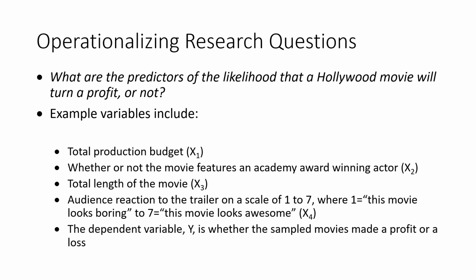Second, whether or not the movie features an Academy Award winning actor. So that's a binary, a dummy variable. And you could probably reason that if the movie features an Academy Award winning actor, then it's likely to go on to turn a profit. Again, no guarantees here. We're dealing in probabilities, but without an Academy Award winning actor, it may be a more difficult climb. The next possible predictor here is the total length of the movie.